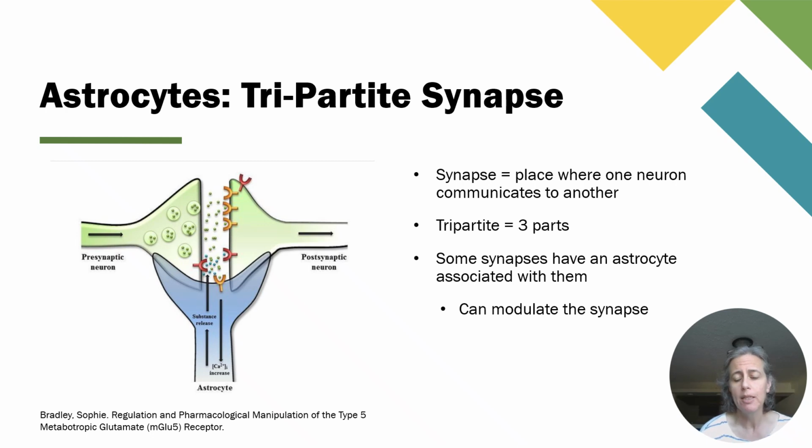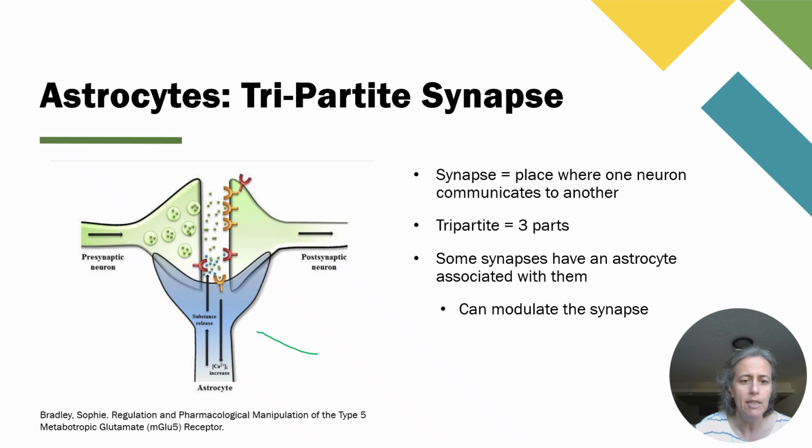Job number 2 is this tripartite synapse. So a synapse is a place where one neuron connects with another. Hopefully you remember that from a previous course because we haven't talked about it really yet in this class. And tripartite just means that there are 3 parts. So tri like tricycle, right? So some synapses have an astrocyte associated with them.